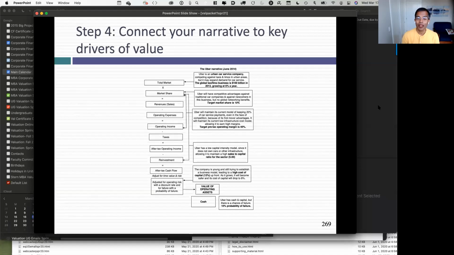You're going to see this now play out as inputs. I describe them as an urban car service company. So the total market I'm going after is the urban car service market. And in 2013, you know what that market looked like?